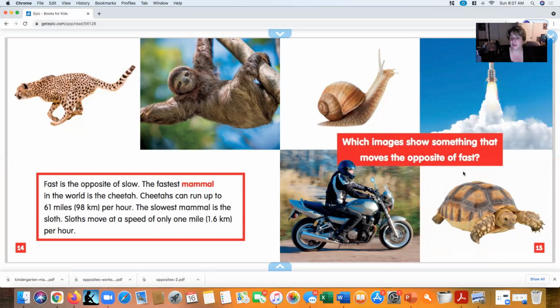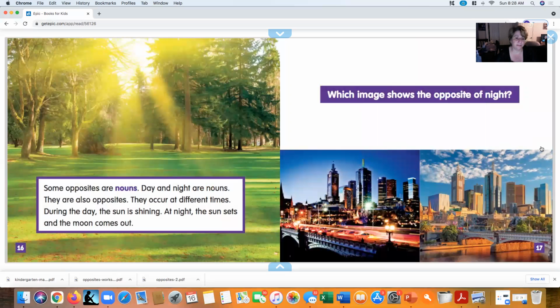Which of these images shows opposite of fast? So we have a couple of things here. Which ones are fast and which ones are slow? The opposite of fast is slow. A motorcycle going slow? Is the rocket going slow? No, those are moving fast. But look at these two. The snail and the turtle, they move very slow. Fast and slow are opposites.